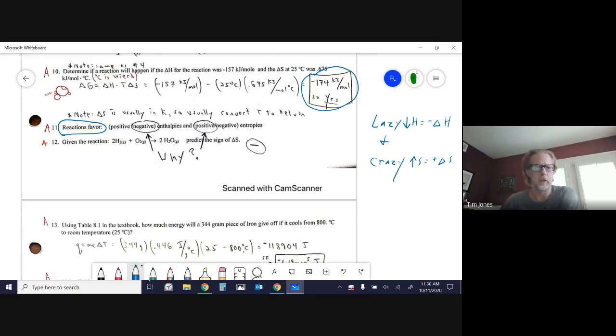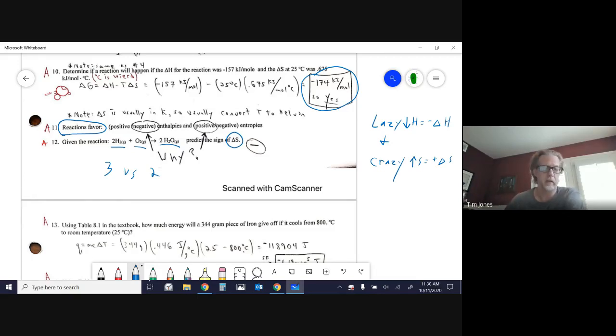Now, sometimes just looking at a reaction, you can make a prediction. That's number 12. It says, given the reaction, predict the sign of delta S. So in other words, is entropy increasing or decreasing? Well, we've got 2 moles of gas here, 1 mole of gas here, and over here we only have 2 moles of gas. So 3 moles versus 2 moles, that's less chaos.